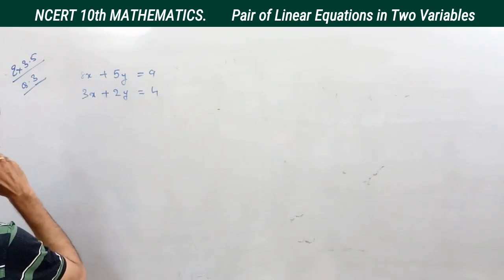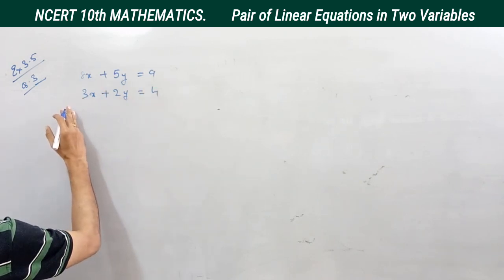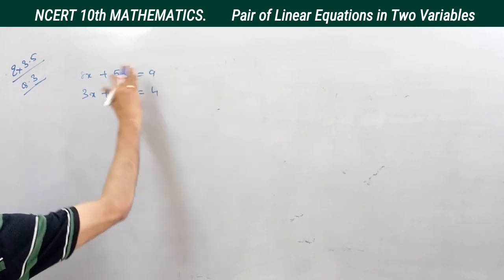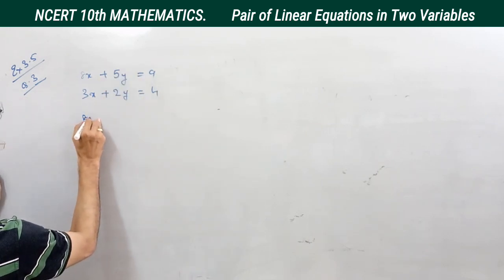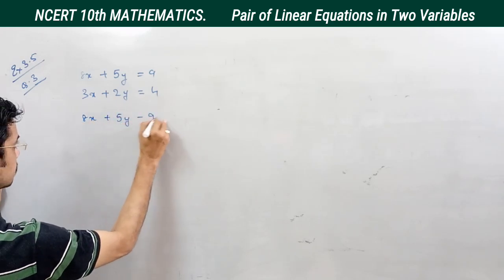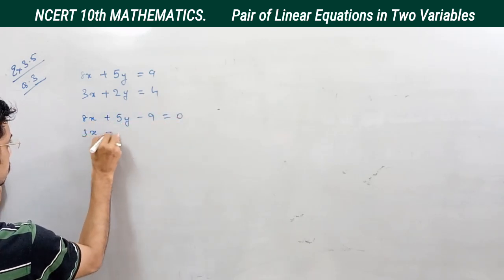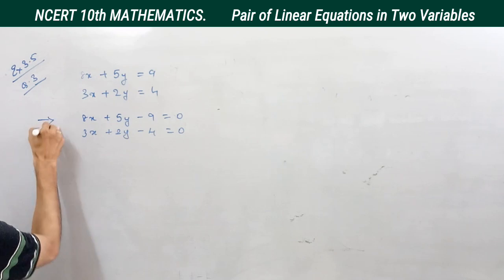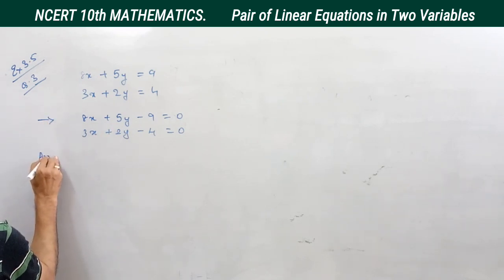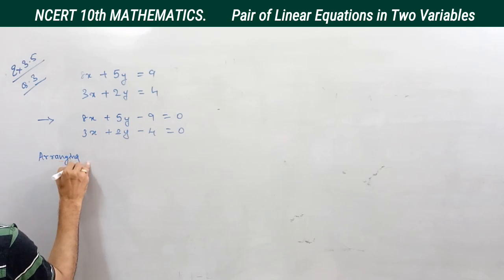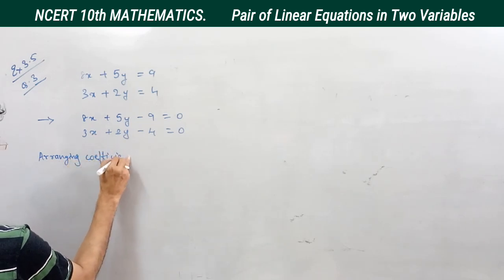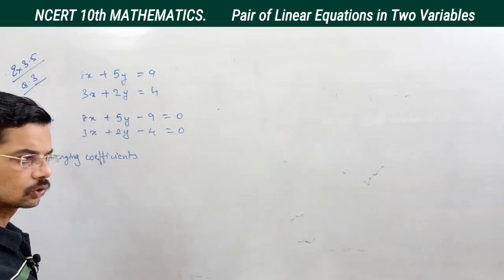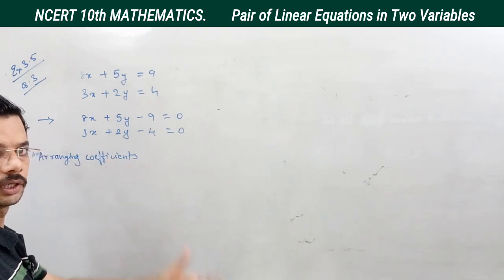So how to solve using the cross multiplication method? We will first of all convert them into standard form. So that is 8x plus 5y minus 9 equal to 0, and 3x plus 2y minus 4 equal to 0, converting to standard form. Now arranging coefficients. We can clearly see that 8 by 3 is not equal to 5 by 2, so therefore it will have a unique solution.